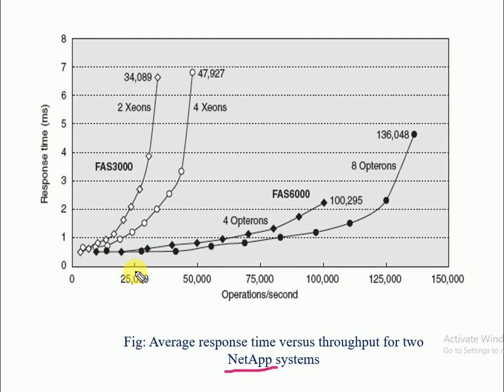Here you can see the improvement in response time with more operations per second. FAS 3000 handles fewer operations per second but takes more response time. In the case of FAS 6000 you can see more operations per second, and the response time is restricted within 4 to 5 milliseconds. FAS 6000 is the enhanced version of FAS 3000, so you can see the development in response time: more operations in less time.